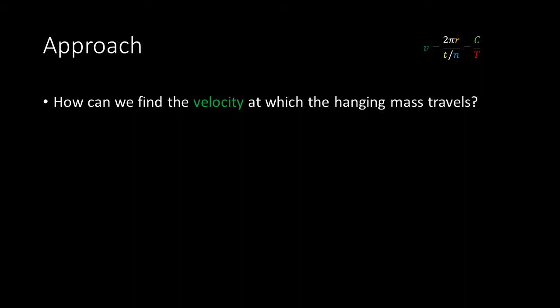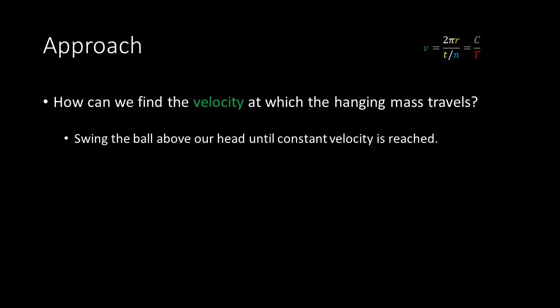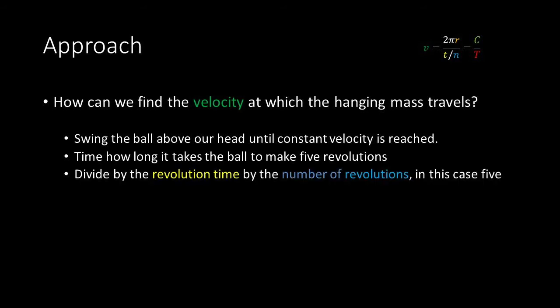How can we find the velocity at which the hanging mass travels? Let's begin by swinging the ball above our head until a constant velocity is reached. Next, you have to time how long it takes the ball to make a set number of revolutions. In our case, let's go with 5. Next, we must divide that revolution time by the number of revolutions, in our case 5. What you have just found is known as the period of the ball's revolution. Well, you might ask, what's the period? The period is how long it takes the ball to make one revolution.